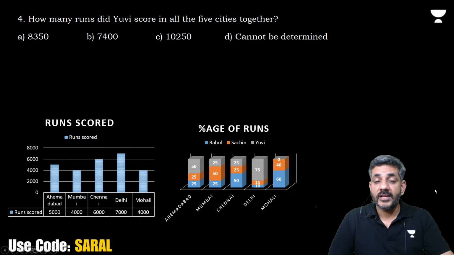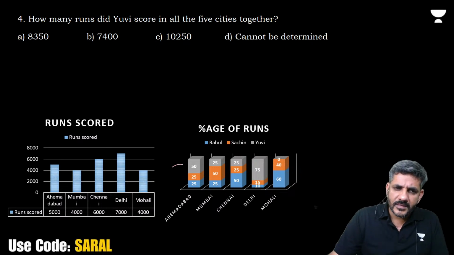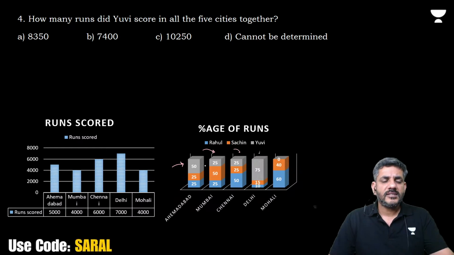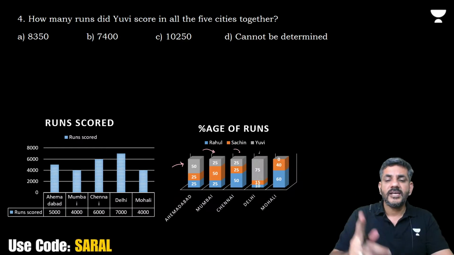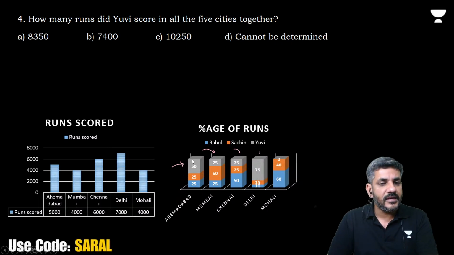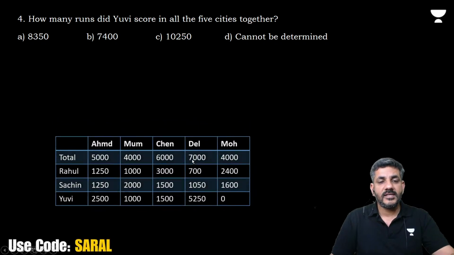Once again, I would say if I calculate through the graphs, it's going to be difficult for me. I'll calculate 50% of this, I'll calculate 25%. These are the runs scored by UV then. So that's again going to be difficult. Once again, I would say had I had the table with me, the question would have been extremely easy. Let's look at the table. What does the table say?